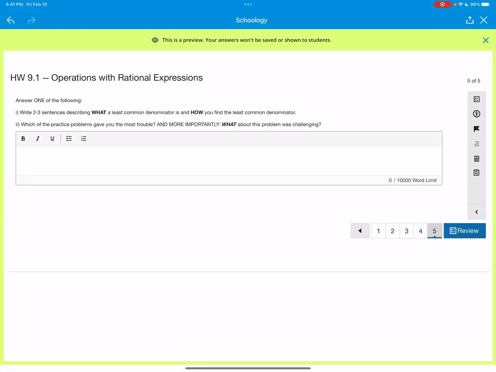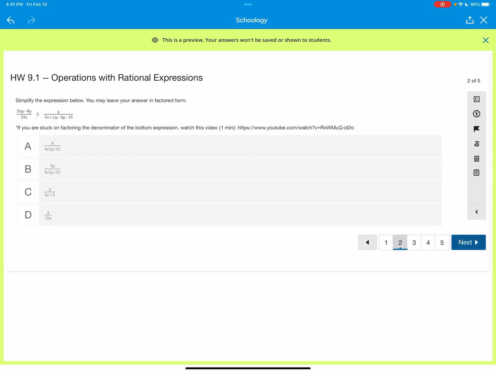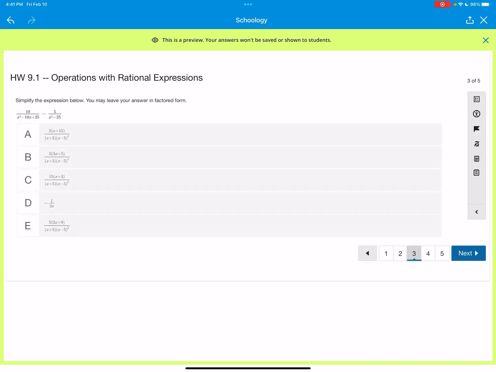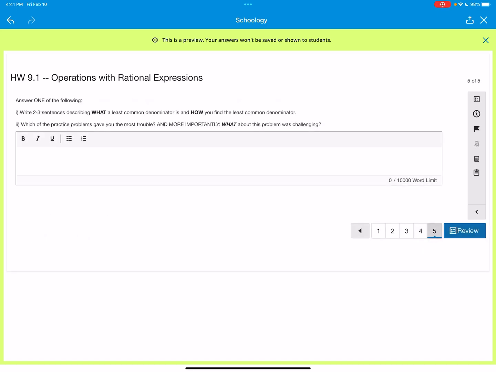Class link. You have a quick homework to do, okay? Go do this, yeah? It's 4 questions, okay? Simplify that expression, simplify this one, simplify that one, and identify the least common denominator of that one. So you don't actually have to expand that one. And then give me a quick reflection on what you learned.